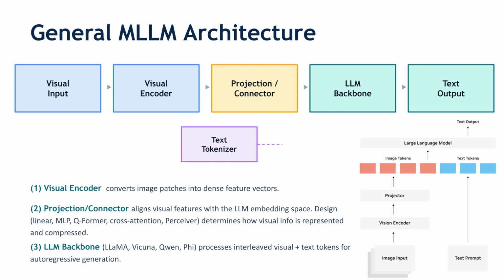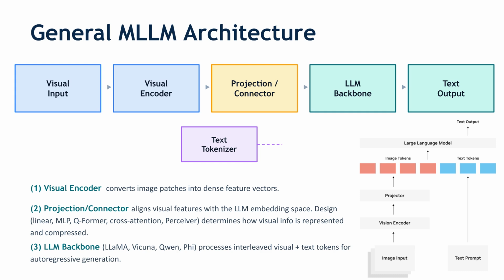Let us look at the general architecture of a multimodal LLM. The pipeline flows from left to right through 4 main components. First, the visual input, typically an image or a set of video frames. This goes into the visual encoder, which is usually a vision transformer or ViT. The encoder converts image patches into dense feature vectors. Next comes the projection or connector module. This is the critical bridge that aligns visual features with the LLM's embedding space. The design of this connector, whether it is a simple linear layer, an MLP, a Q-Former, or a cross-attention mechanism, determines how much visual information is preserved versus compressed, and this has enormous implications for model performance.